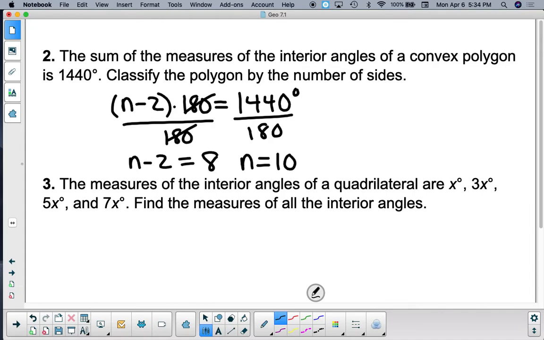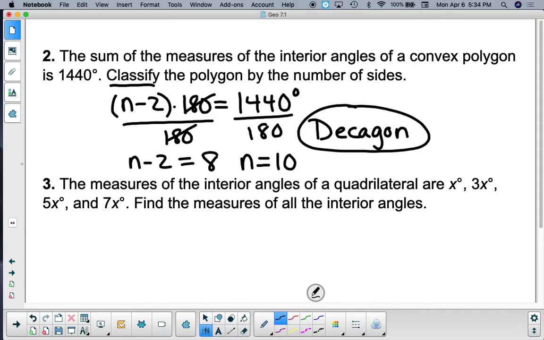So you have to classify it, which means, don't forget that part, it's not just 10, you have to name it. And a 10-sided figure is a decagon. So decagon is your actual answer there.